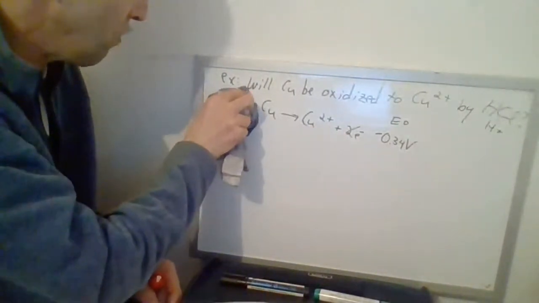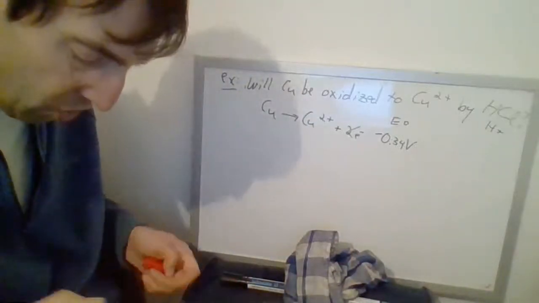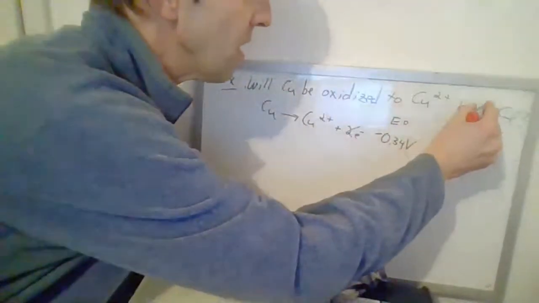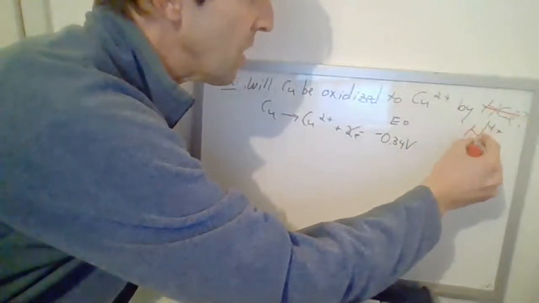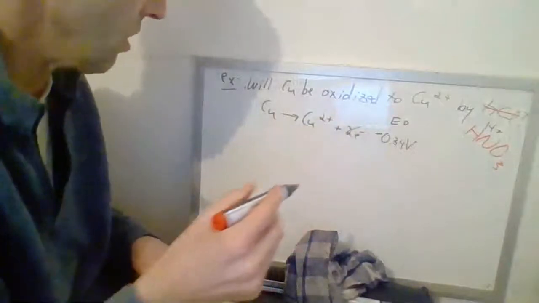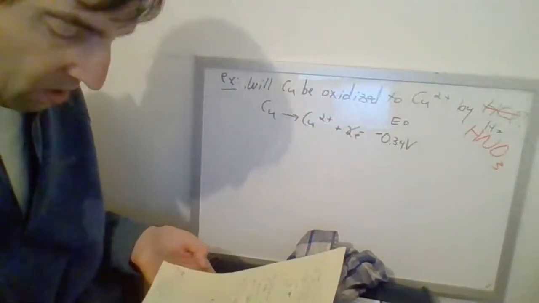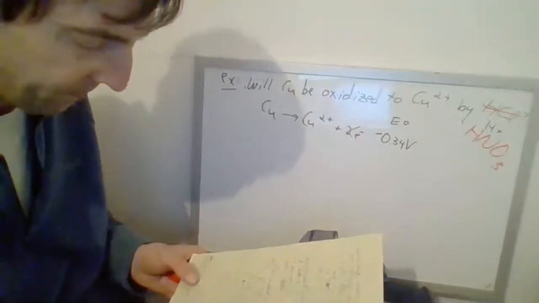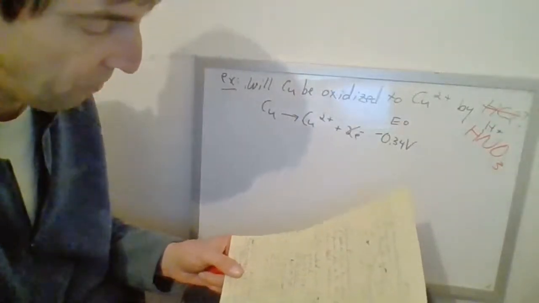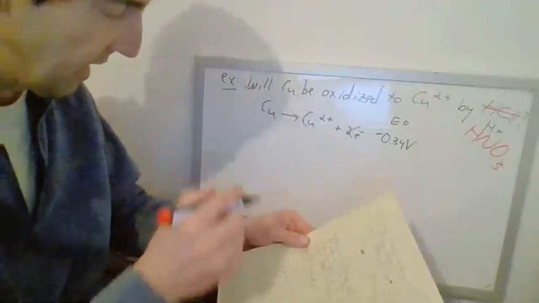Same question, almost. We're going to change the acid. Will it be done by HNO3, nitric acid, instead of HCl? Well, this one's still the same. It's negative 0.344, or negative 0.34, right? But check out this reaction now.